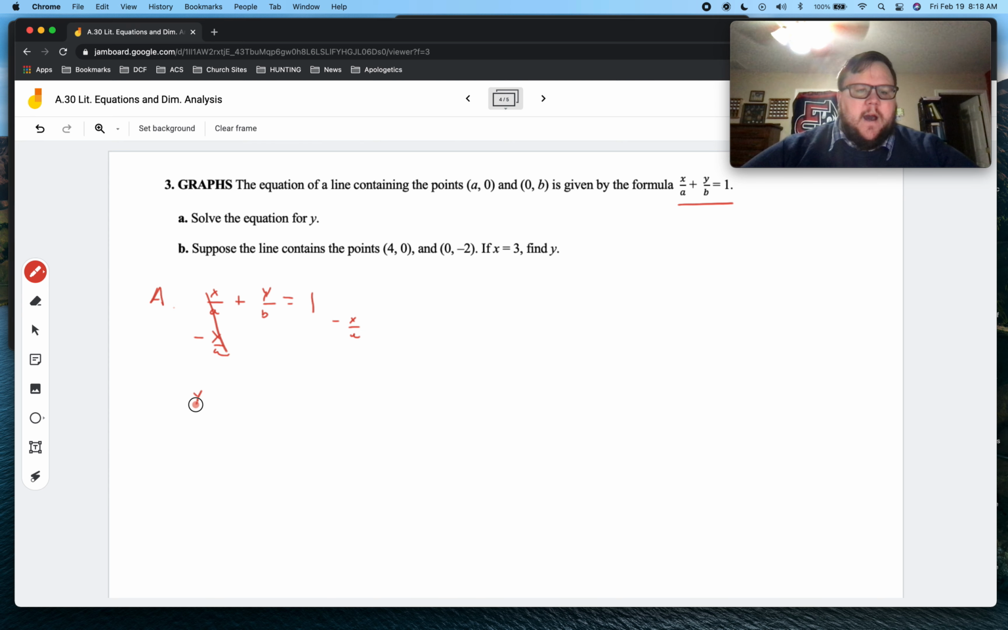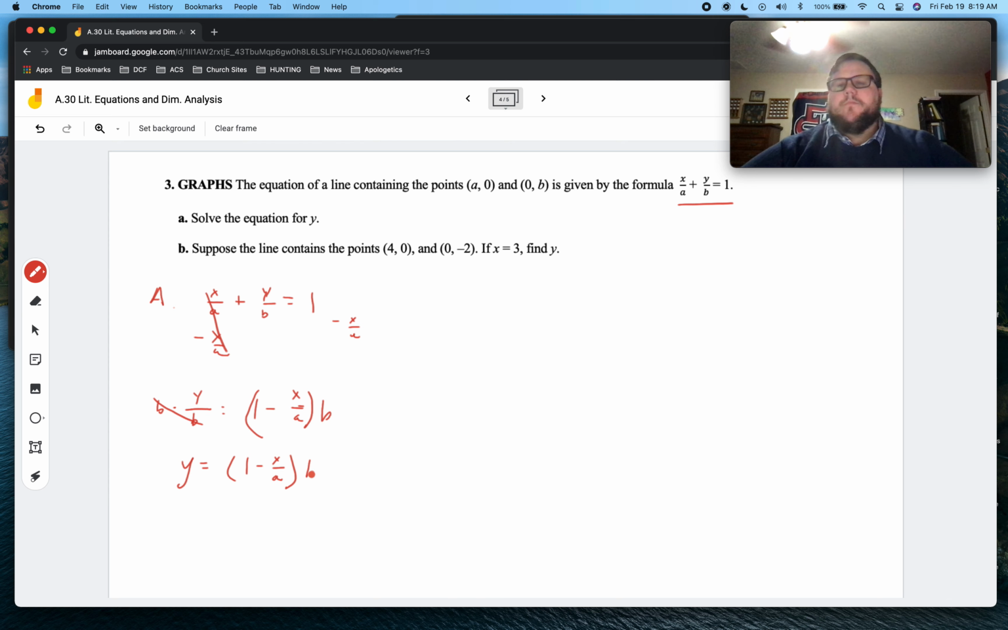So I would get y over b equals 1 minus x over a. Now I'm going to multiply by b to both sides. They cancel. Put parentheses here times b. So y equals 1 minus x over a, all times b. And that would be my answer there.